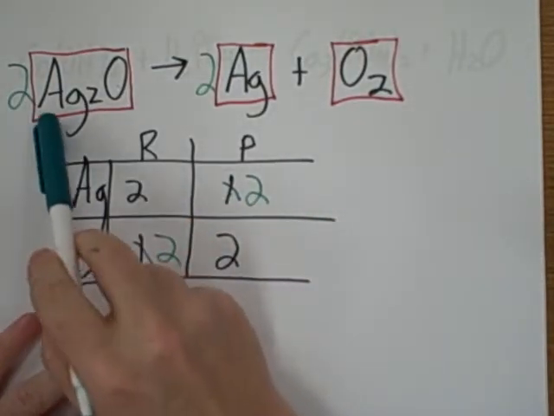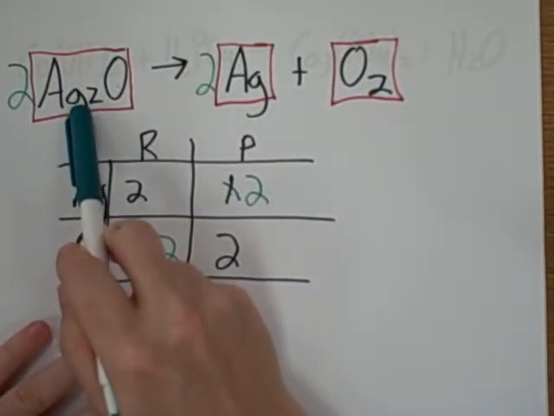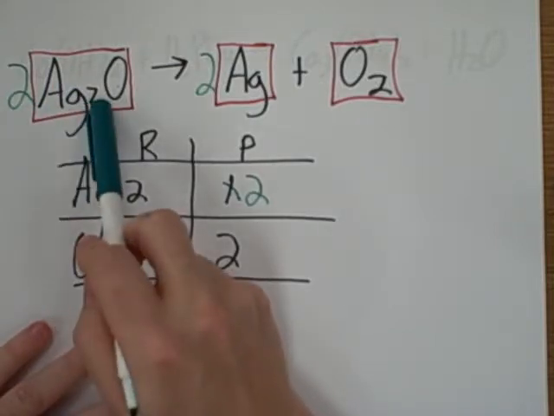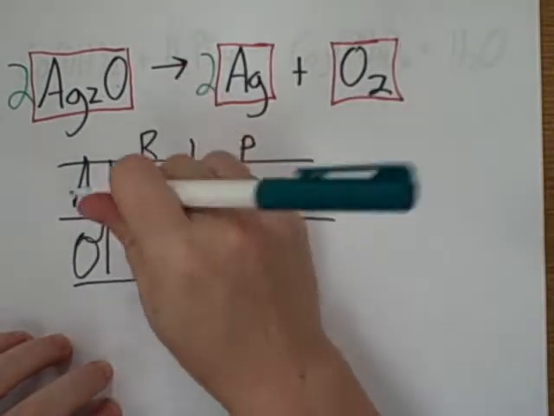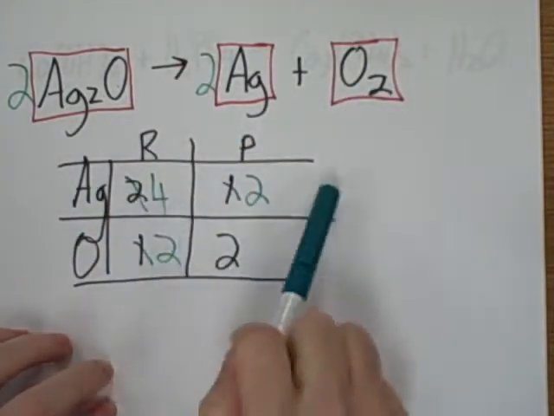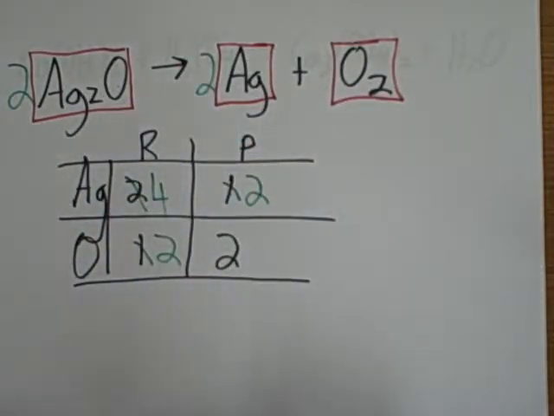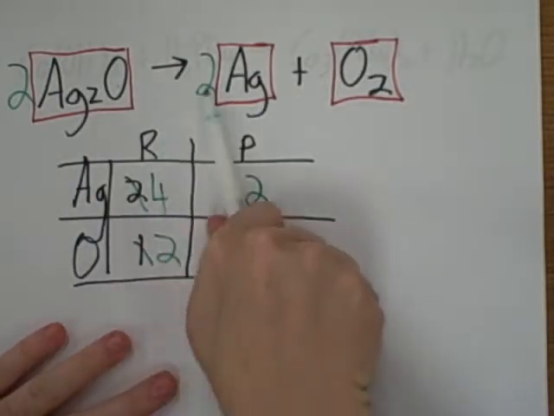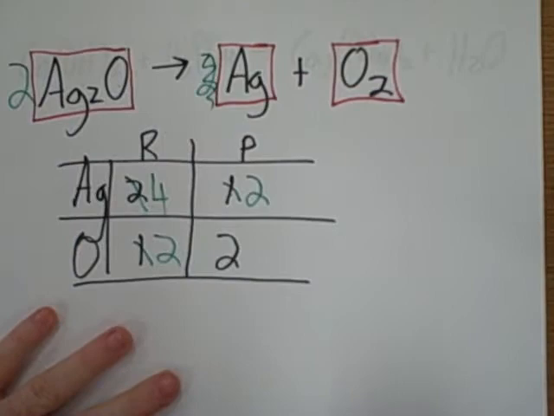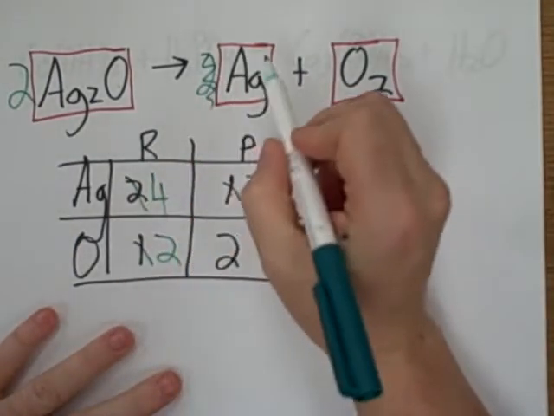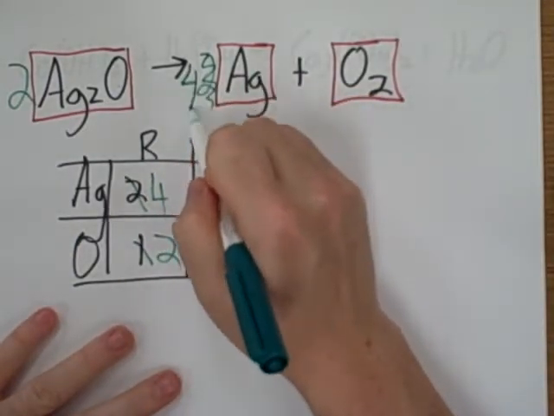But wait a minute, we also doubled the silver because it's in the box as well. So we started off with 2 silvers times 2 is 4. So now our silvers are back out of balance. So we have to go back to the product side and we have to remove the 2 that we put there because now we need 4 of them, so we're going to put a 4 in front of it.